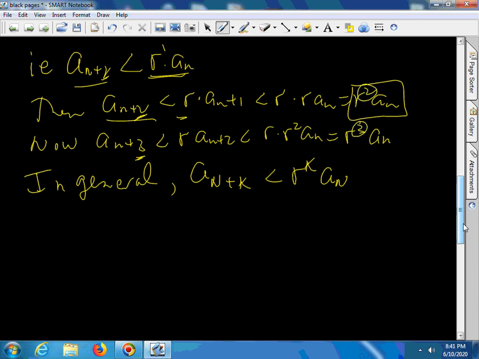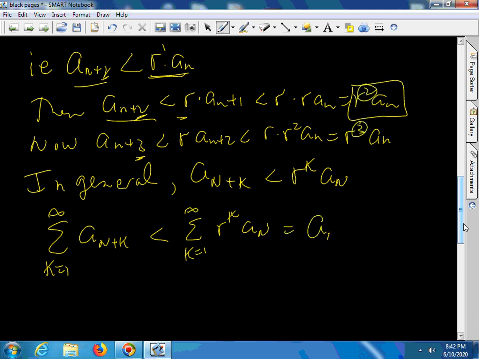Okay, and this is where we have the problem or the proof. The summation of a sub n plus k, as k goes from 1 to infinity, is less than the summation of R to the k times a sub n as k goes from 1 to infinity. But the a sub n is a constant. It can come out in front. So we have a sub n times the summation as k goes from 1 to infinity of R to the k.